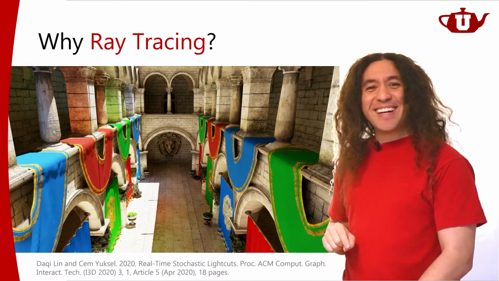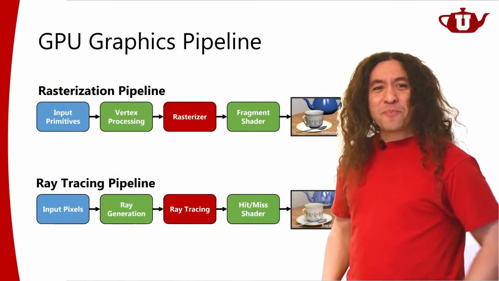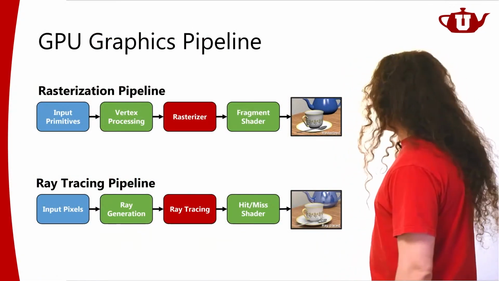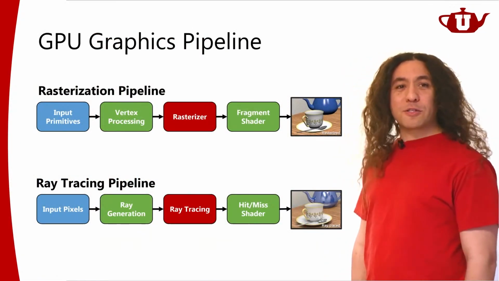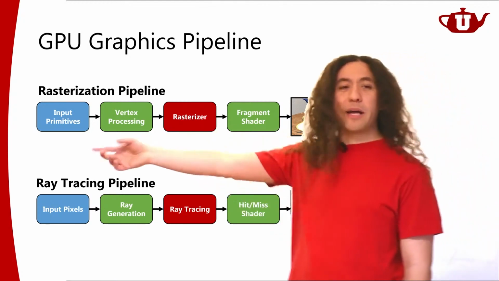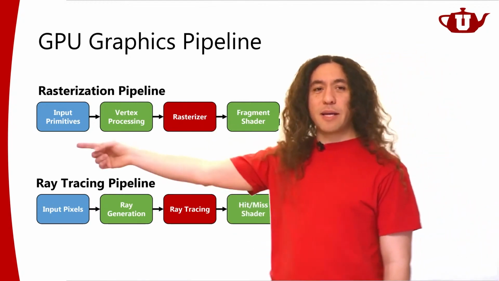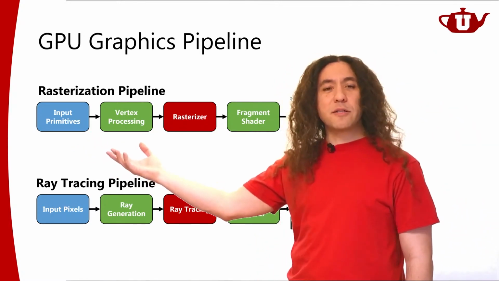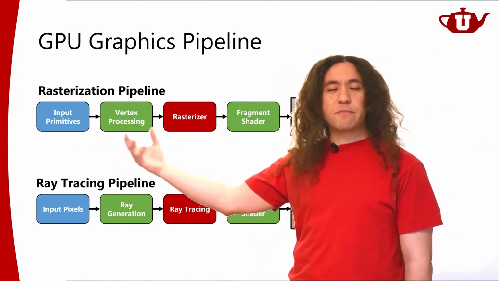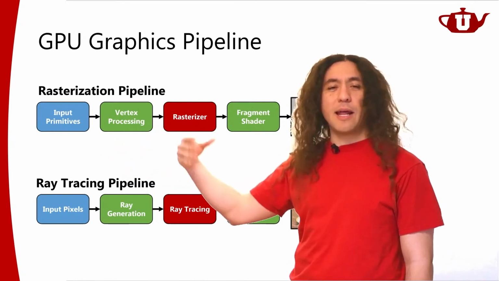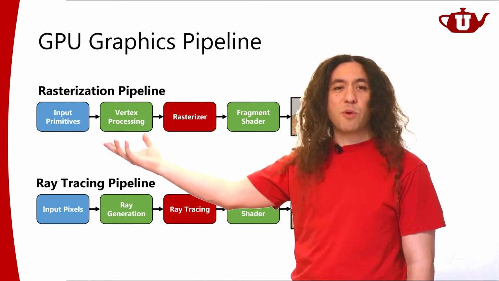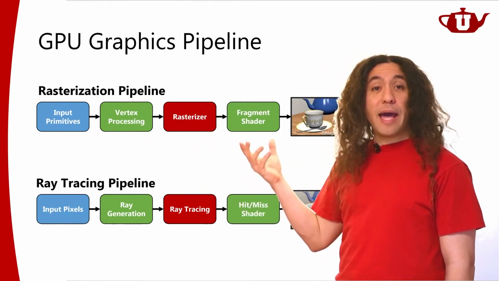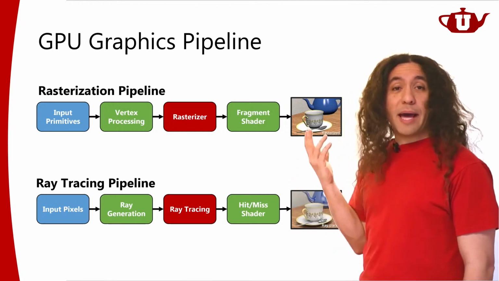Okay? All right. So let's see the GPU graphics pipeline and how this whole thing works. So, the rasterization pipeline, you guys are familiar with this. We have some input primitives. They go through vertex processing, vertex shaders. We can have tessellation shaders. We can have a geometry shader, whatever. Some rasterization comes after that, and then we have the fragment shader, and then we have our final image.